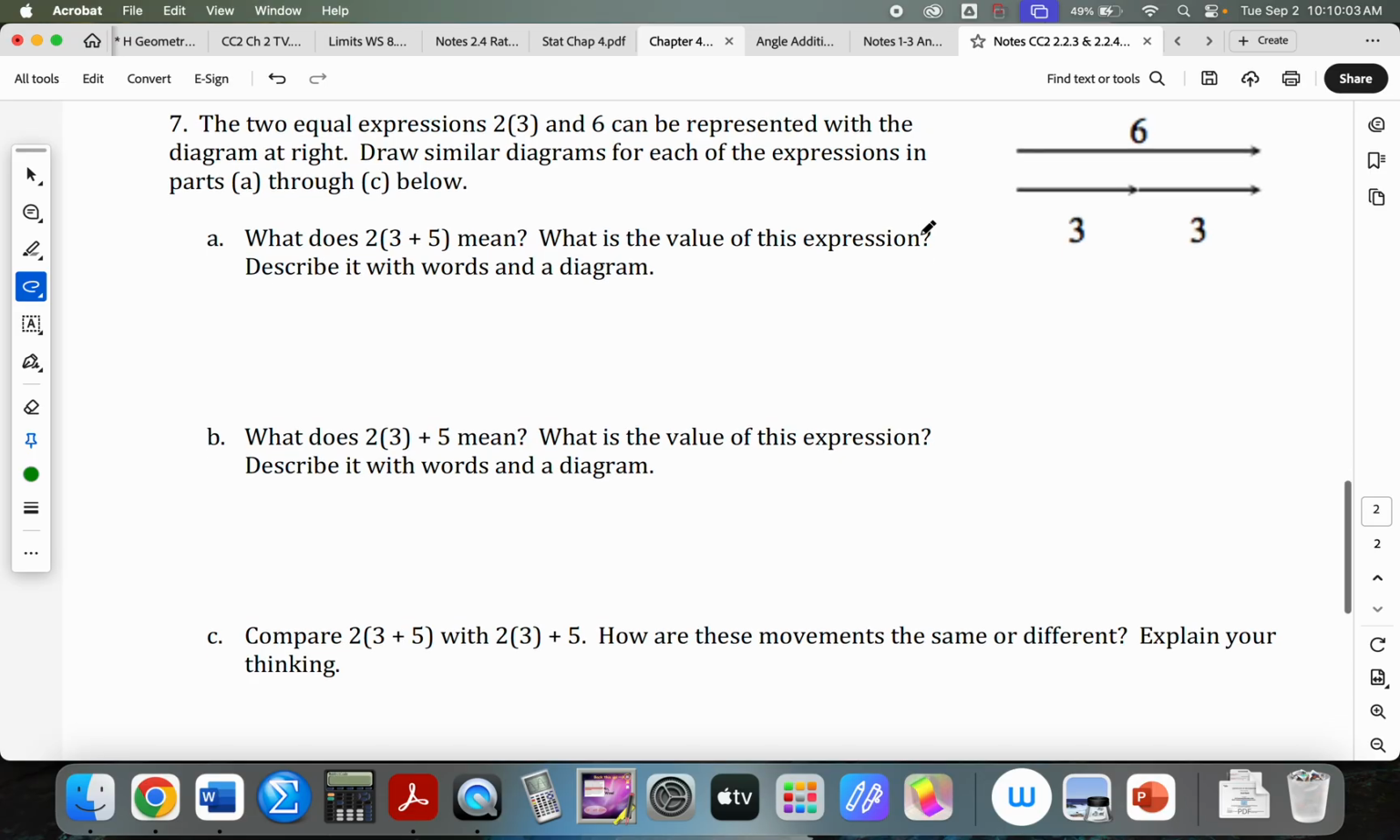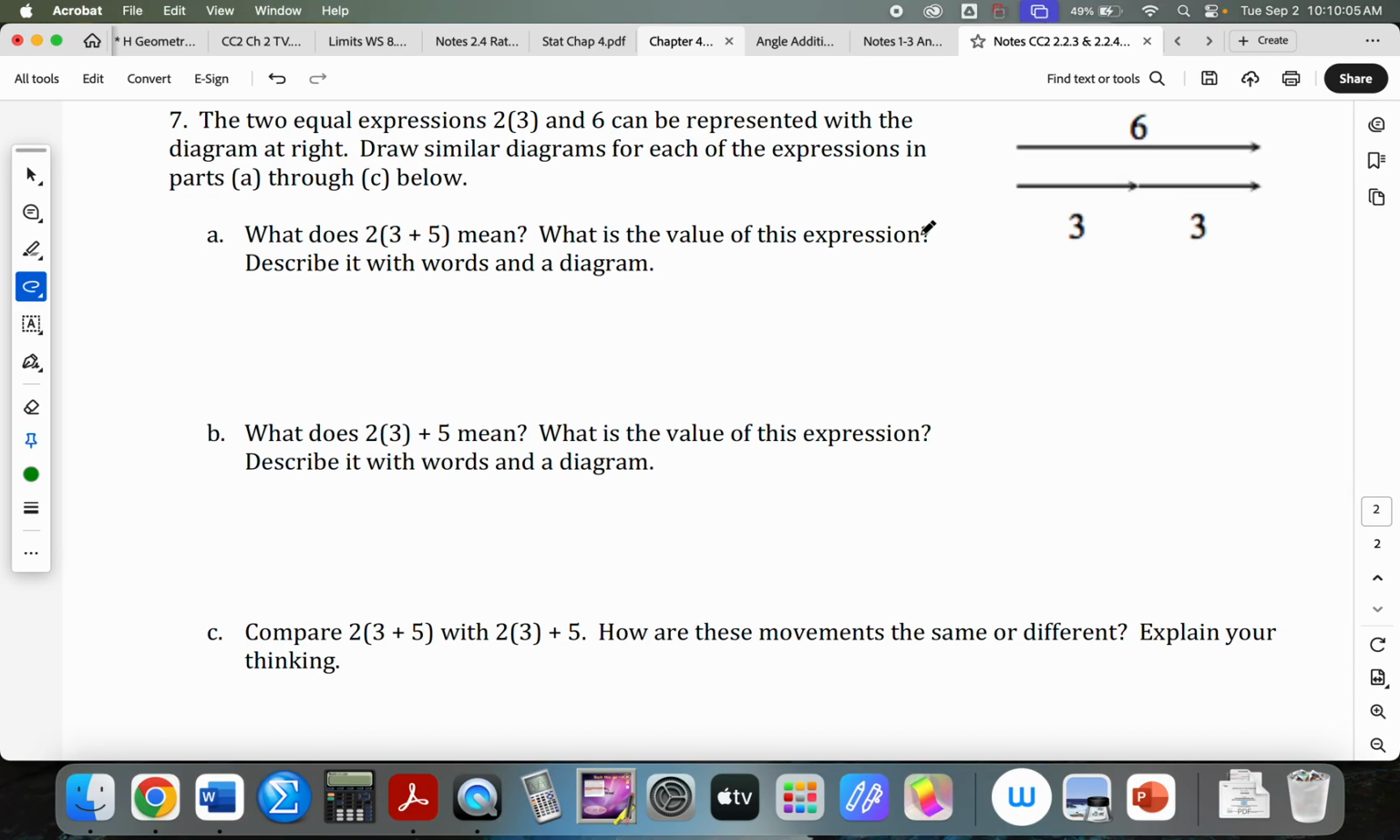All right. So for number 7, the 2 equal expressions, 2 times 3 and 6, can be represented with the diagram at the right. Let's draw similar diagrams for each of the expressions in parts A through C below. So, if you have 2 times the quantity 3 plus 5, so that's going to be a 3, and then a 5, and I'll try and make the 5 a little longer. And I've got two sets of those.